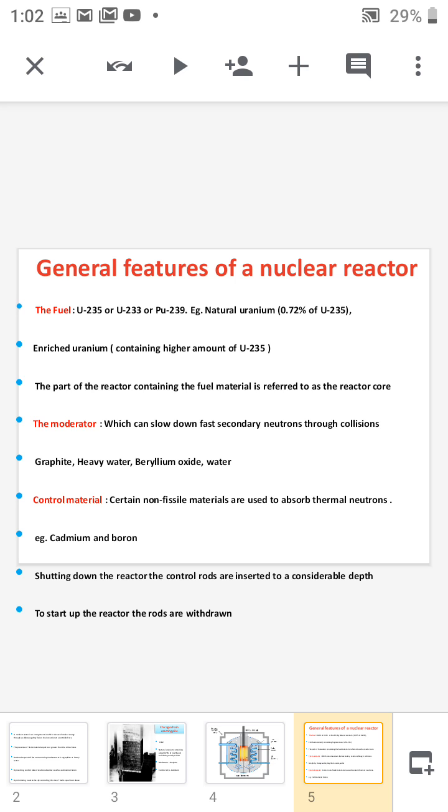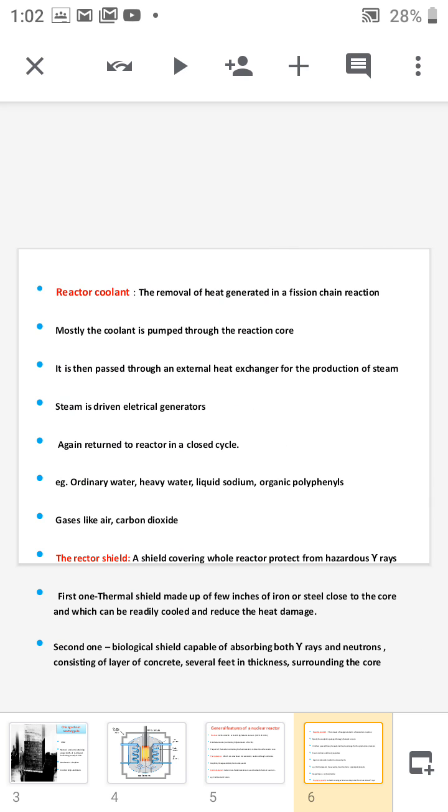The name indicates its role. Control material means which controls the nuclear chain reaction which occurs in the nuclear reactor. The fourth one is the reactor coolant. The reactor coolant is used to remove the heat generated in a nuclear fission chain reaction.